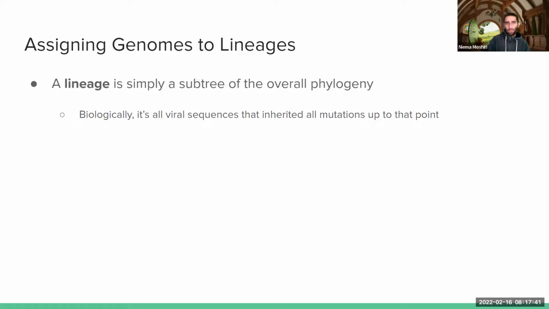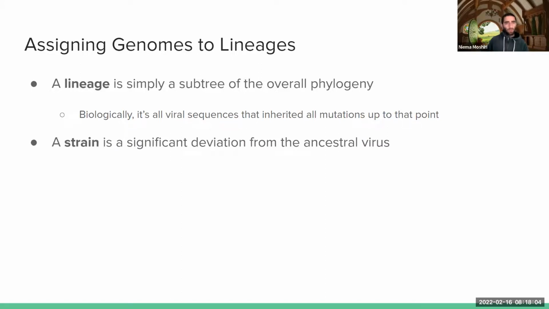So biologically, we can think of a lineage, right? Remember that mutations are inherited. We can think of a lineage, because it's a subtree, as all viral sequences that inherited all the mutations from the root up to that point. So from the common ancestor up to the top of that subtree.